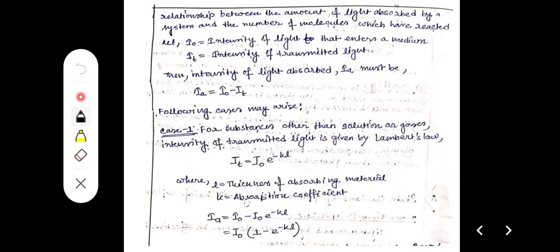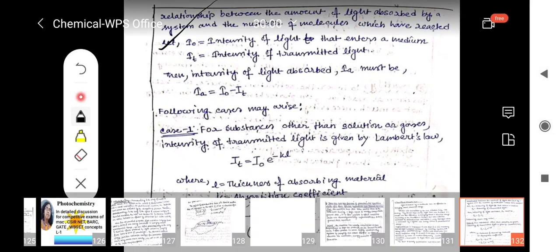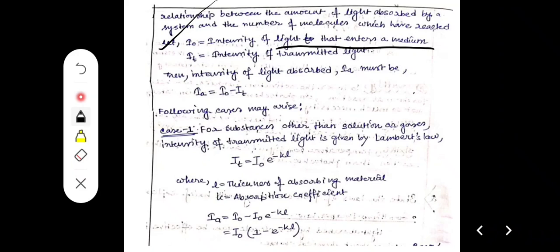Now let I0 be the intensity of light that enters the medium. IT is the intensity of transmitted light that is transmitted from the material. So the intensity of light absorbed, that is IA, is the total intensity of light entered, I0, minus the transmitted light, IT. So the following cases may arise.